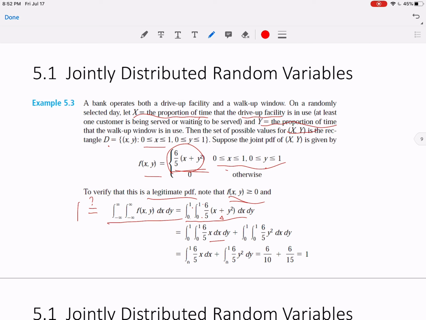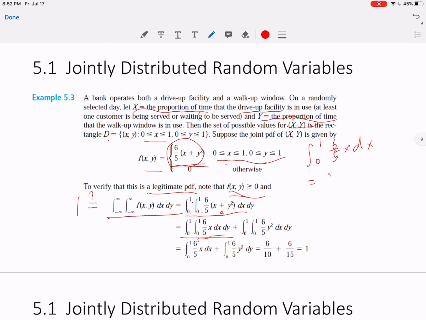Okay? Actually, we can just do the regular calculation. If we do the inside part, the inside part here is the integral from 0 to 1 of 6/5 x dx. That's the inside part. If you do this, we just need to apply the power rule, which gives 3/5 x squared from 0 to 1. So this would be 3/5, right? Yes, it is 3/5. So this is the inside part.